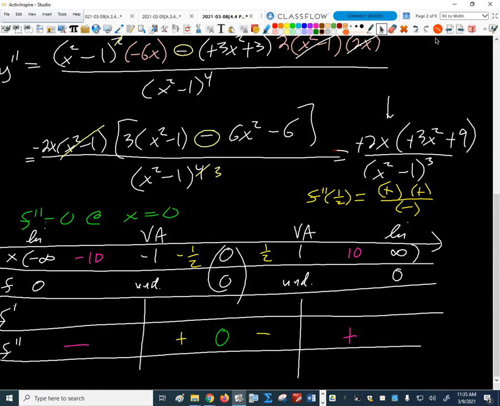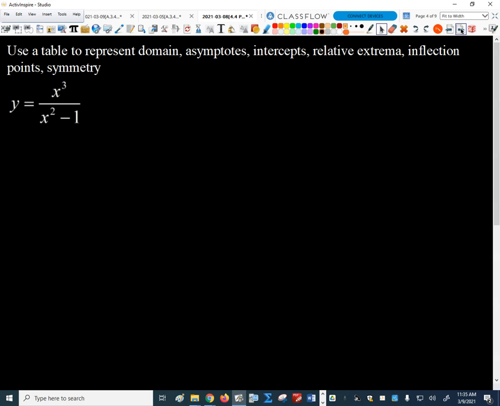Okay? I don't know if we're going to get through this, but I want to look at one more. The reason I want to is because we haven't looked at one where the top is one degree bigger than the bottom. So this is going to remind us about something. We can zip through a lot of this. We've already done functions similar to this.